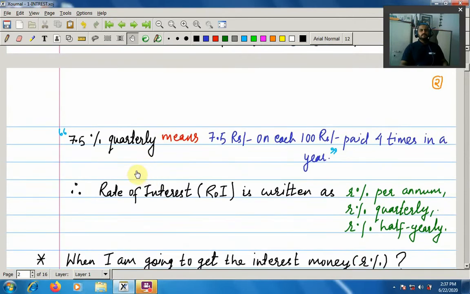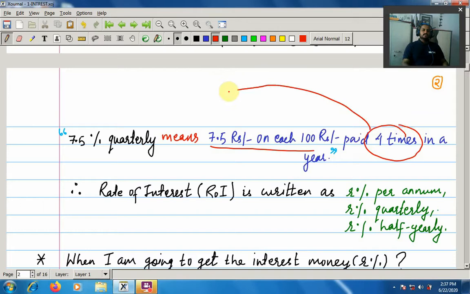Next is one more example for rate of interest, 7.5% quarterly. This is also one way of giving interest by some banks. 7.5% quarterly means 7.5 rupees on each 100 rupees paid 4 times. This is very important, 4 times. 4 times is related to this word quarterly. Quarterly means the bank is going to pay 4 times in a year.